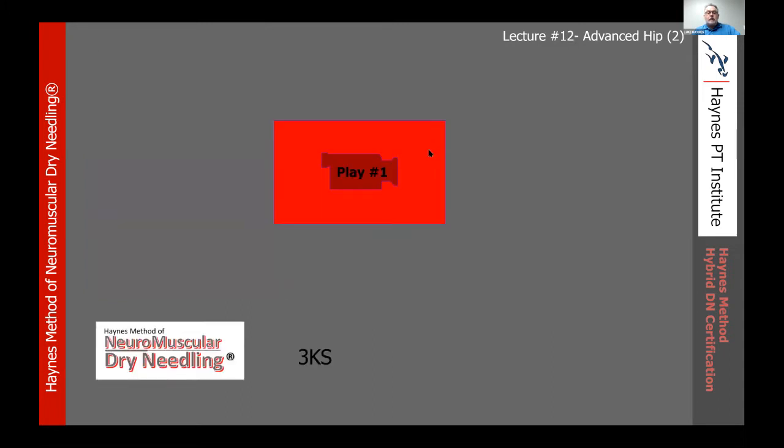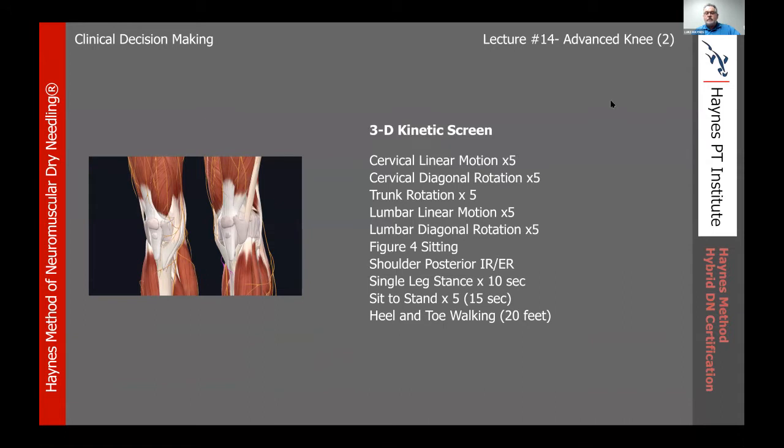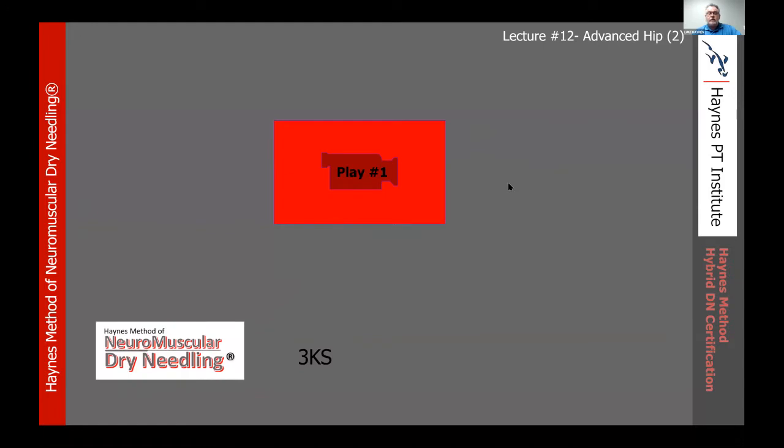So I'm not going to play the kinetic screen. You've seen it multiple times before. We'll probably look at it again one more time next lecture when we go over everything with the ankle and foot. But I will tell you in advance, one of the pieces of homework, similar to the hip, will be to find a subject that you can have perform a 3D kinetic screen on, and then make your best judgment on what you think you would need to needle on this particular candidate. So bear that in mind as we get towards the end of the lecture here.